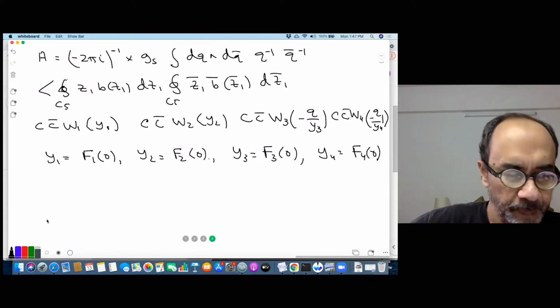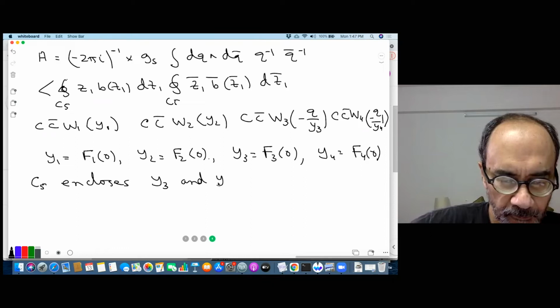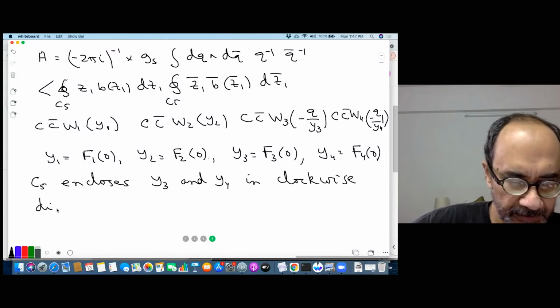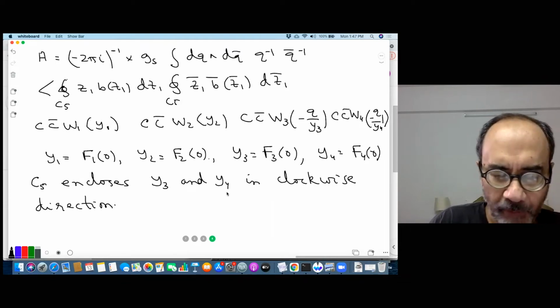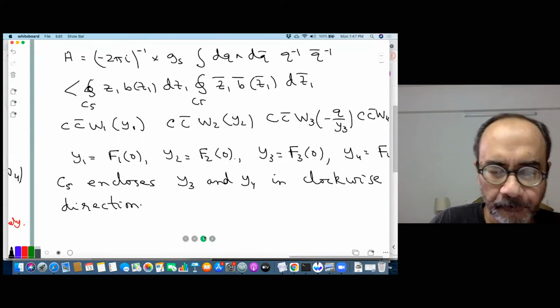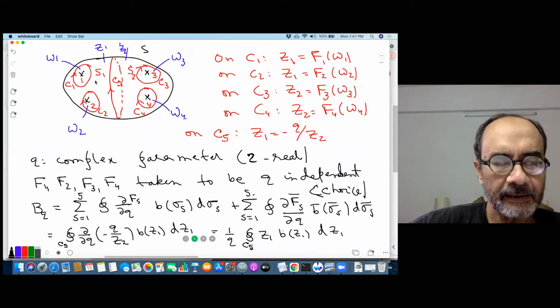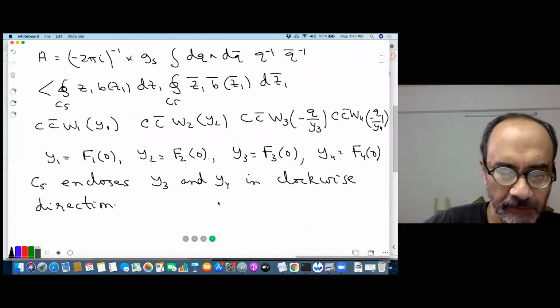And the contour C5 encloses y3 and y4 in the clockwise direction. Actually, in this case, it doesn't matter if it's clockwise or anti-clockwise because there are two of these integrals. But let's see why it encloses y3 and y4. We could also, of course, take it to be enclosing y1 and y2 on a sphere. If we just look at this diagram, you see that this C5 has y1 and y2 on one side and 3 and 4 on the other side. So you can think of it as enclosing 3 and 4, or 1 and 2. On this side, I'll take it to be enclosing 3 and 4, but it's completely equivalent.